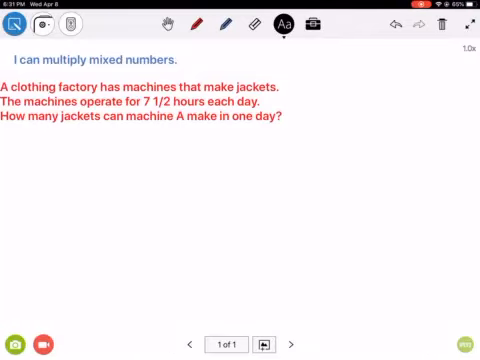Hi everybody, today we are going to be doing 8.7. Our learning target today is I can multiply mixed numbers. So I'm actually going to be working off of a number story for you today to show you two different ways that you guys can multiply mixed numbers.